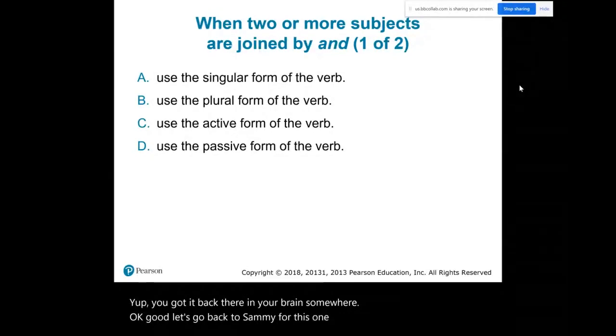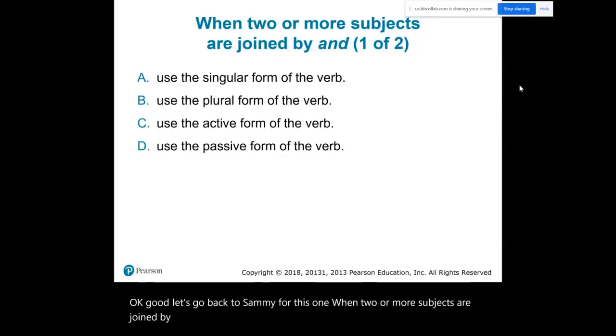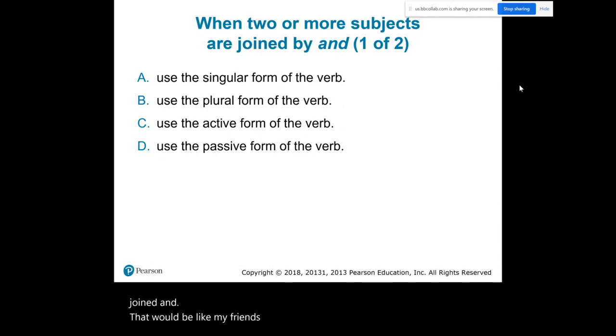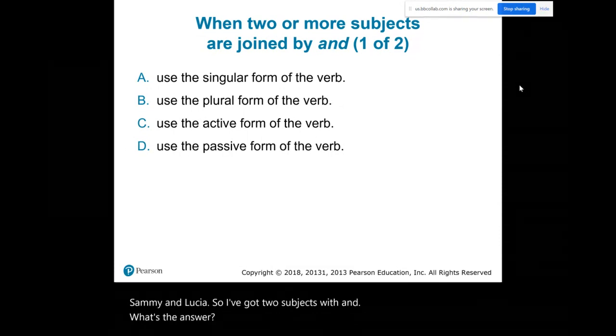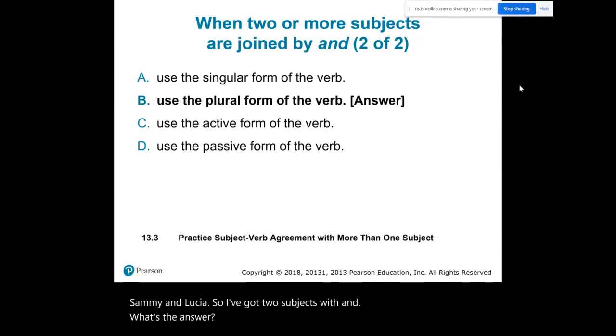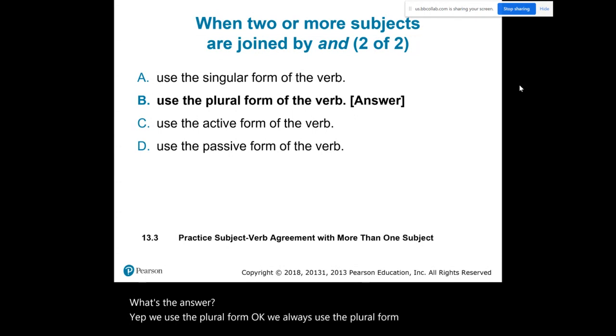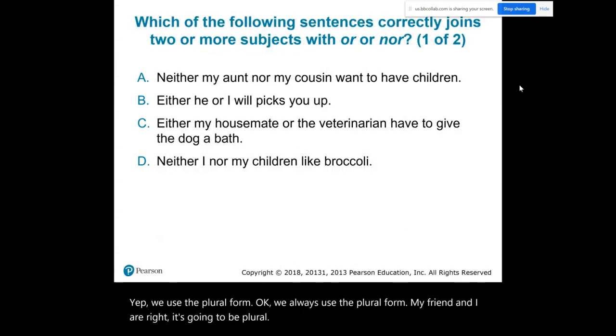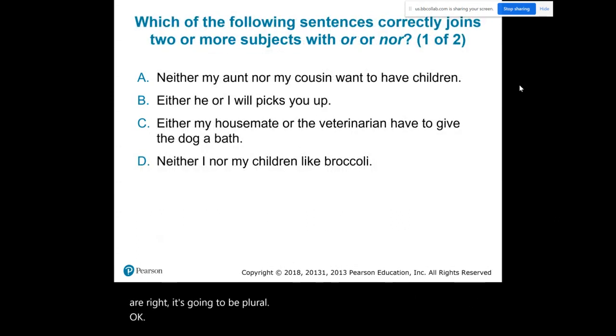Okay, good. Let's go back to Sammy for this one. When two or more subjects are joined by and, that would be like my friend and I, or Sammy and Lucia. So I've got two subjects with and. What's the answer? It's B. Yep, we use the plural form. We always use the plural form. My friend and I are, right? It's going to be plural. Okay? All right, Ricardo, it's your turn.